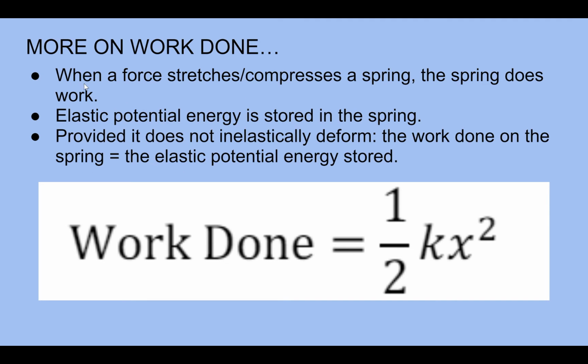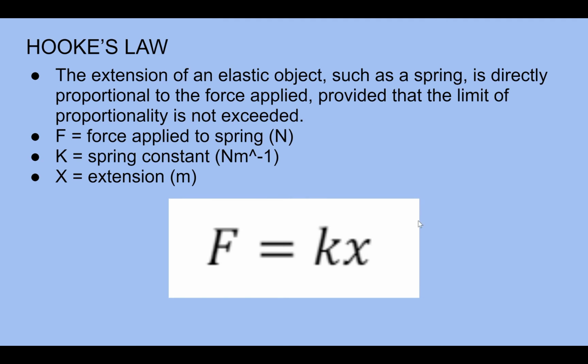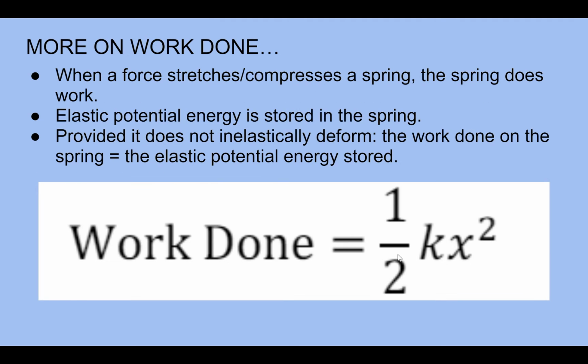More work done. When a force stretches or compresses a spring, it does work. Elastic potential energy is stored in the spring, provided it does not inelastically deform. The work done on the spring equals the elastic potential energy stored. So this is another equation for work done. It's the same units as before, with k being the spring constant and x being the extension. So you do it in meters squared, because it's x squared here, and half.